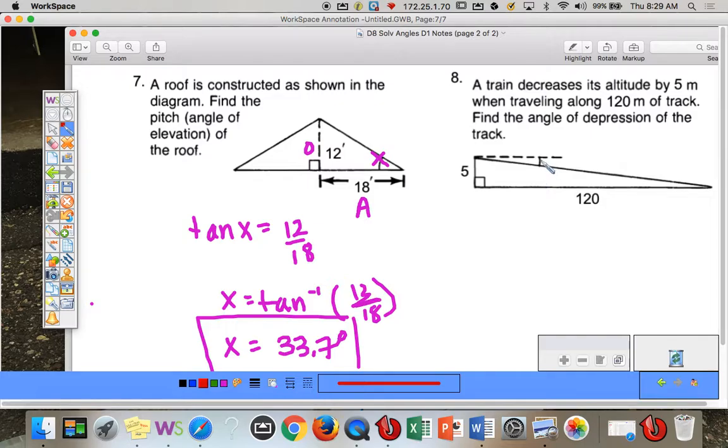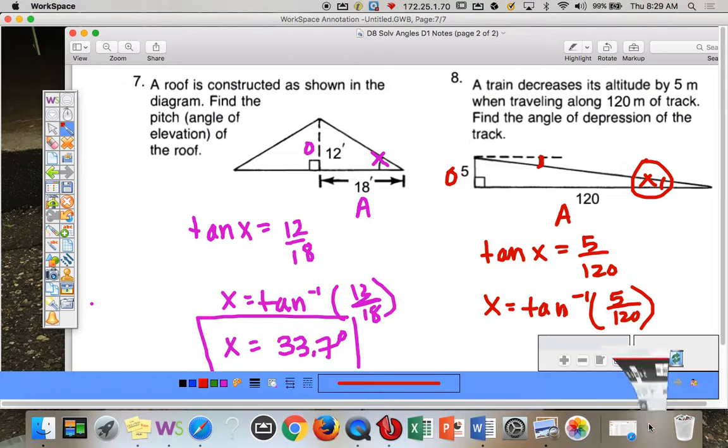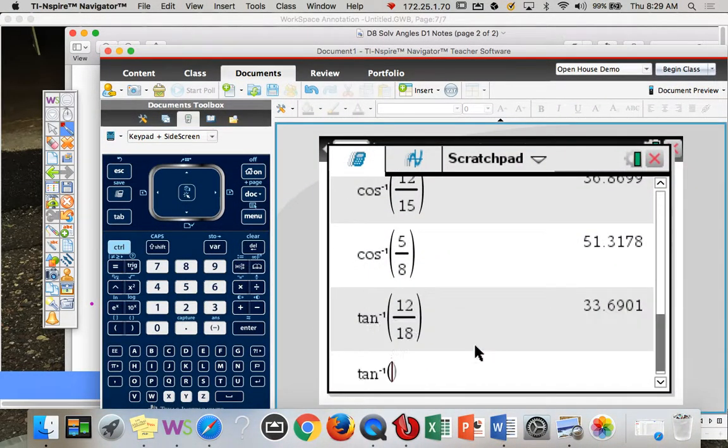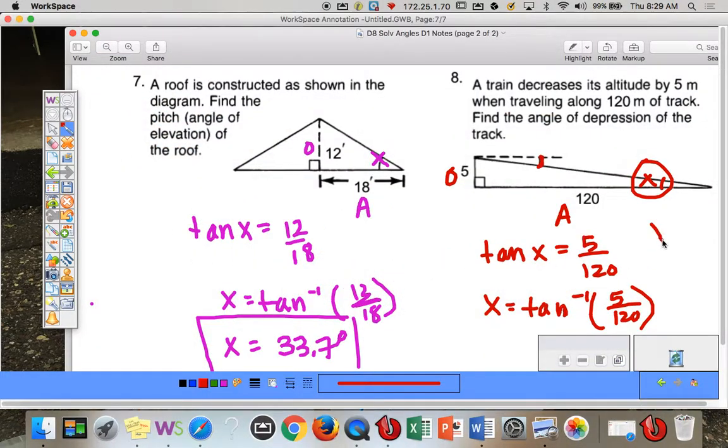And the last one, this angle right here is the same as this angle down here. So we have opposite and adjacent, again tangent, equals 5 over 120. X equals tangent inverse of 5 over 120. Type that in. Tangent inverse of 5 divided by 120. The angle is small, it's about 2.4 degrees. So again, to review, if you're solving for an angle, you'll take the inverse. Sides we cross multiplied.